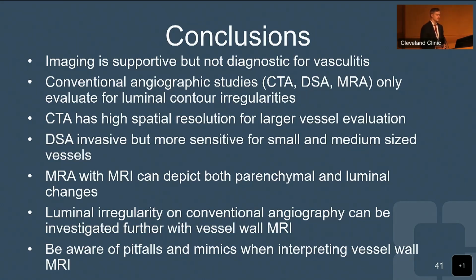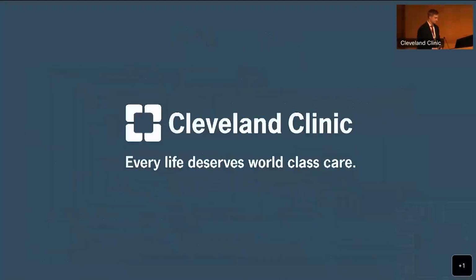MRA with MRI can depict both the parenchymal and the luminal changes, so we're able to look at both the indirect and the direct findings that may be supportive of vasculitis. Luminal irregularity on the conventional angiography can be further evaluated with the vessel wall MRI. And it's important to be aware of some of these pitfalls and different mimics when you're interpreting the vessel wall MRI, and also take into consideration all of the clinical picture in conjunction with what you're seeing on imaging when evaluating these. Thank you.